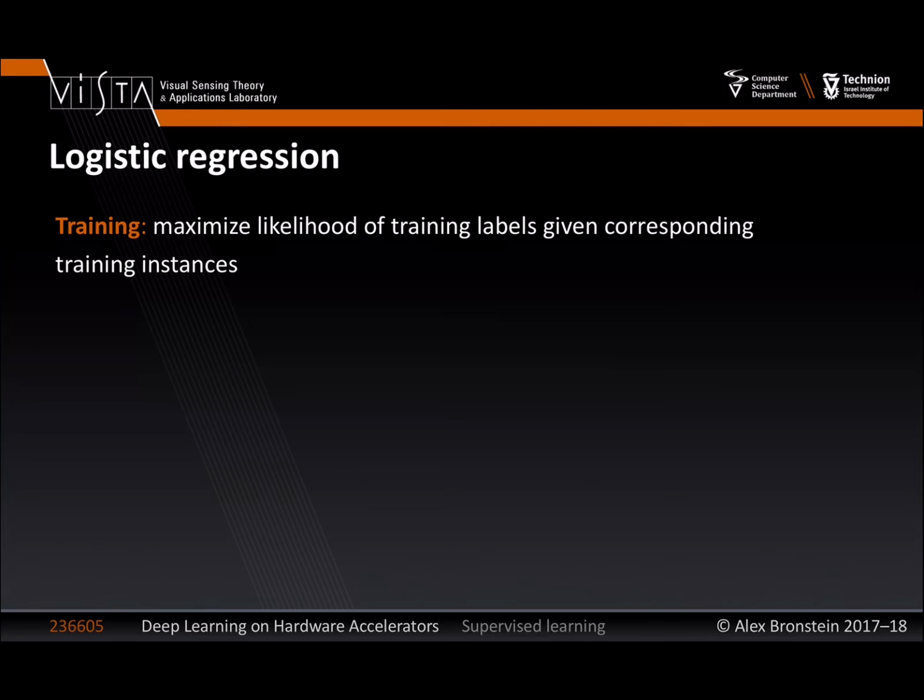And we would like to maximize the likelihood of the training labels given corresponding training instances. So I know what is the label that I'm supposed to get from each instance xi. It's the yi that I was given in the training set. I will plug my xi into my model, and we'll see what is the probability of being y equals 1. So basically, this is the function that I would like to optimize.